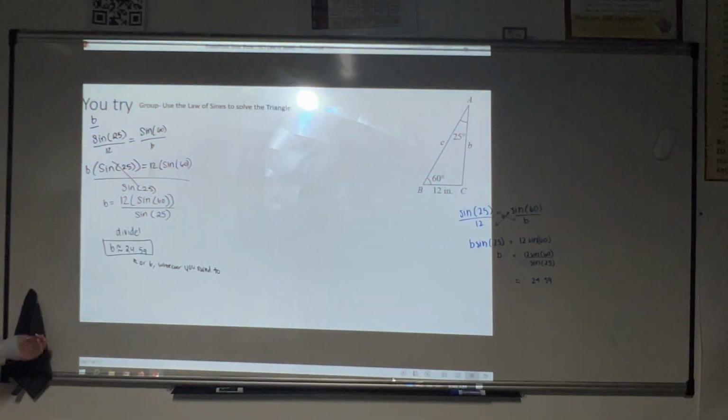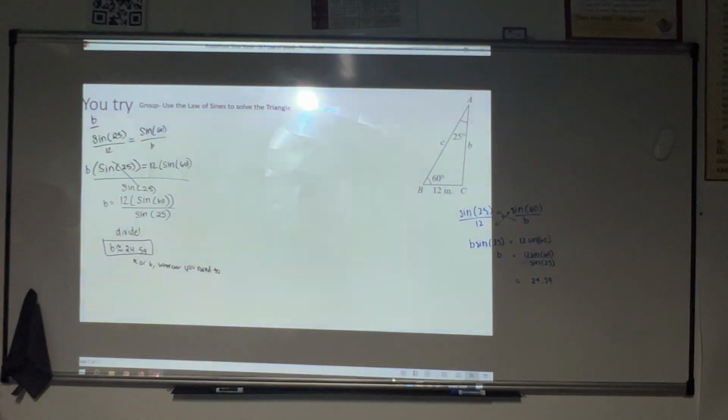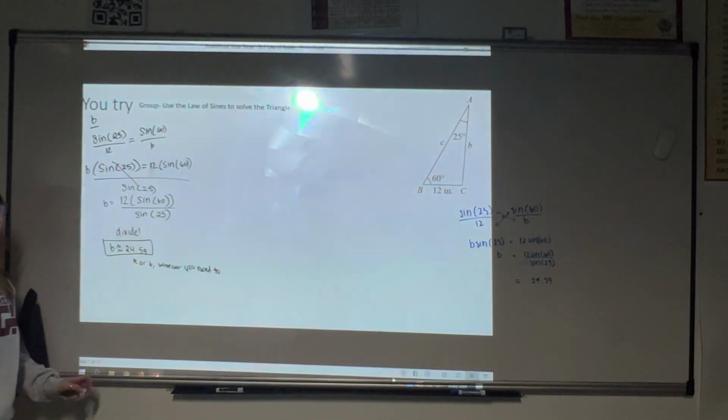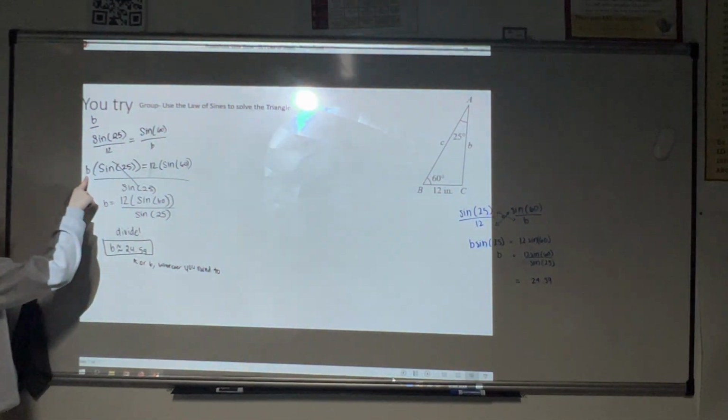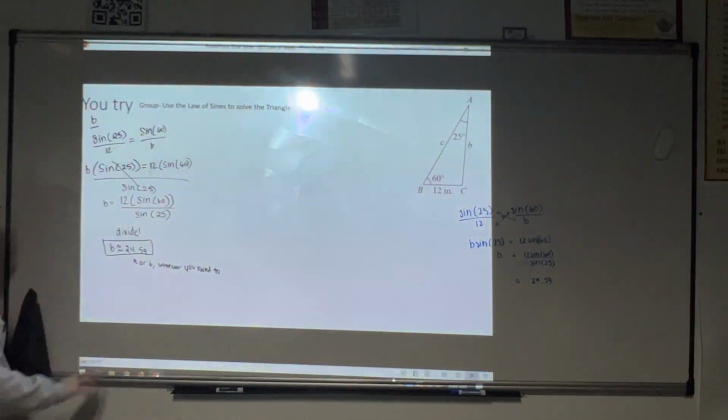Oh, okay. So basically, you just start off by identifying the given angle and its side, which is 25 degrees over 12. And then we have our unknown angle, well, it's our known angle, which is 60, so we have 60 over b, which is unknown. And then cross multiply, we have a denominator that isolates the variable, and we just divide it all.